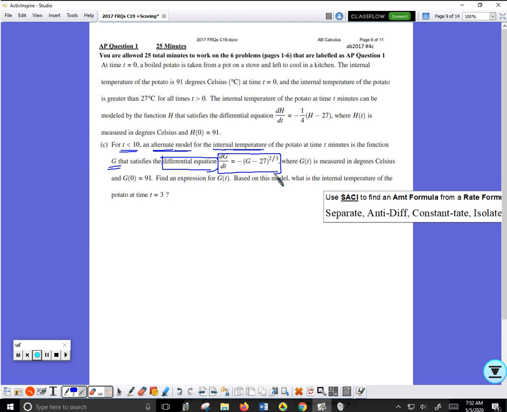So now we're talking about a way to measure temperature. So temperature is an amount. That method is G. Temperature is different at different times. That's why we write G of T. And we have a new equation for the rate at which the temperature of the potato will change. That's dG over dt.